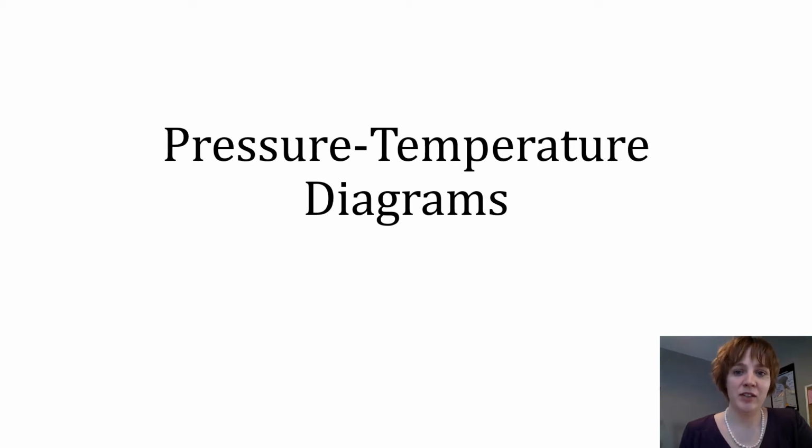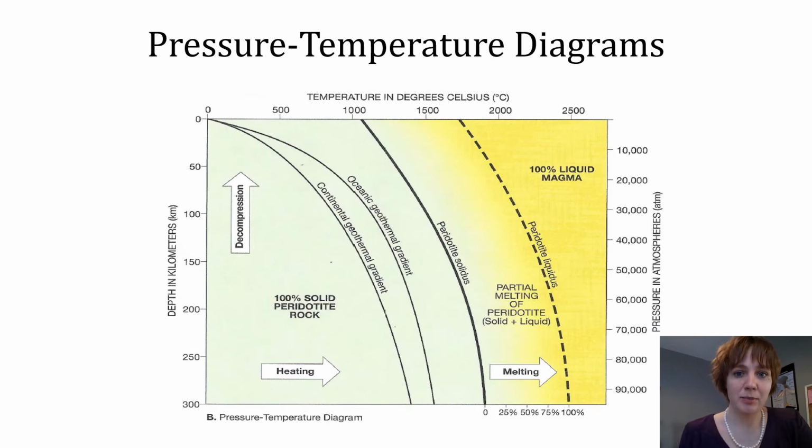Welcome. In this video lecture, we will investigate pressure-temperature diagrams and what they can teach us about the conditions inside of the Earth that are capable of taking a solid rock and melting it to create magma. This is the pressure-temperature, or PT, diagram. It will help us figure out under what pressure and temperature conditions solid rock begins to melt. That is, the conditions that generate magma.